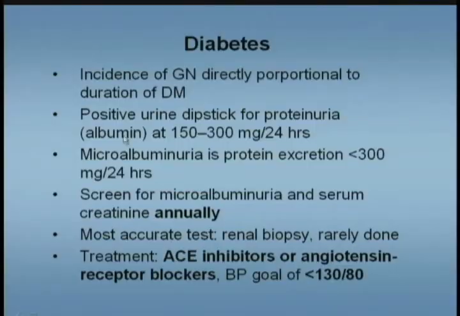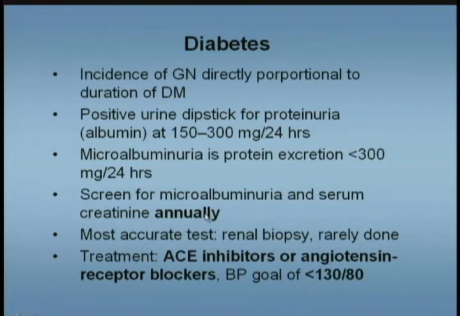Now, diabetes and microalbuminuria. The dipstick becomes positive for proteinuria somewhere around 300 milligrams per 24 hours. That's where it becomes trace positive, somewhere between 150 and 300. Above 300, 0.3 grams, it becomes trace positive. Under that is called microalbuminuria. Patients are supposed to be screened annually for microalbuminuria.